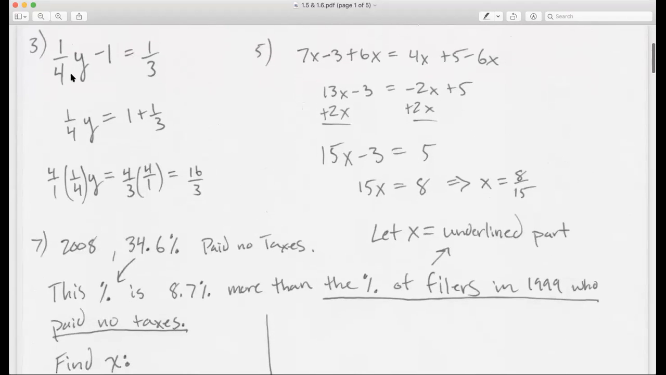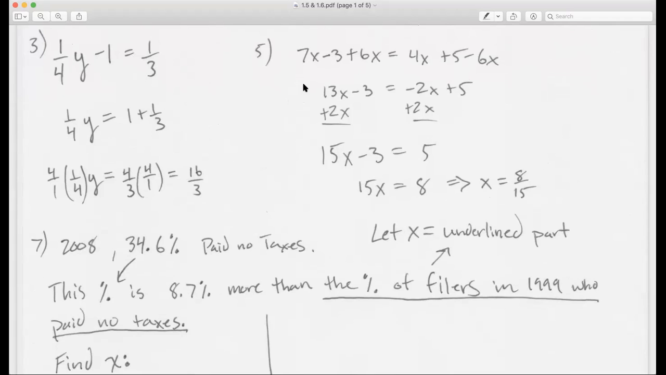All right, number 3. So 1/4 y minus 1 equals 1/3. So what I did was I added this 1 to both sides. And then I added these two together to get 4/3. Lastly, multiplying by the reciprocal to isolate y to get 16/3.